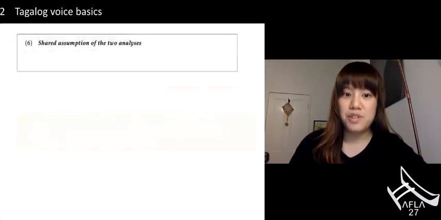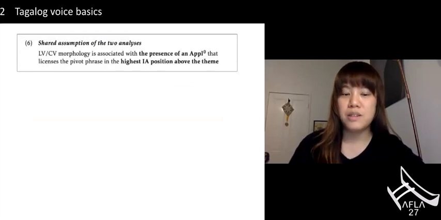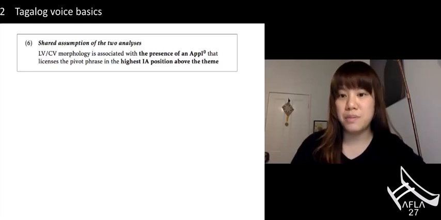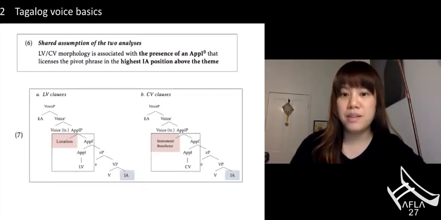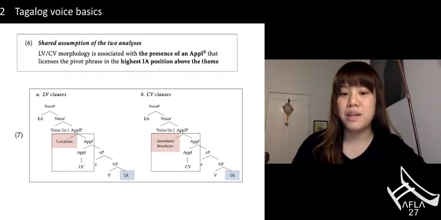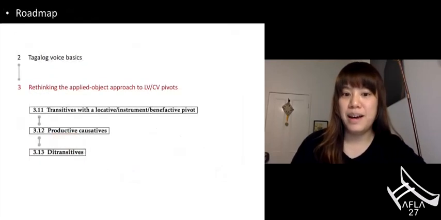Okay, so the shared assumption of these two well-adopted approaches is that locative and circumstantial voice morphology is associated with the presence of an applicative head that introduces the pivot in the highest internal argument position. So if this analysis is on the right track, we would expect the pivot in LV and CV clauses to always asymmetrically c-command the internal argument. And we'll be examining that prediction, drawing on some new binding data.